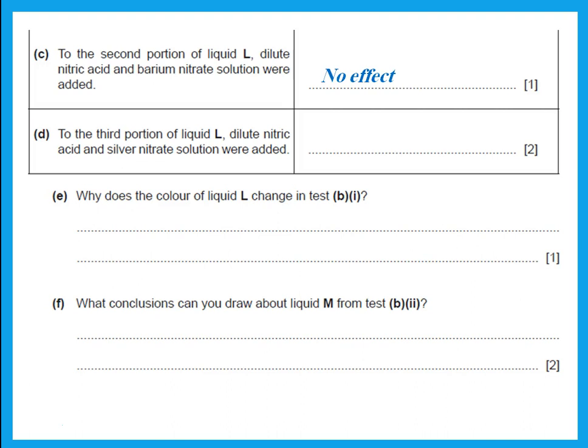To the third portion of L, dilute nitric acid and silver nitrate. Again, silver nitrate is test for chloride, bromide, iodide. Now, which one do I have? He said I have iodide. Iodide would give a yellow precipitate.